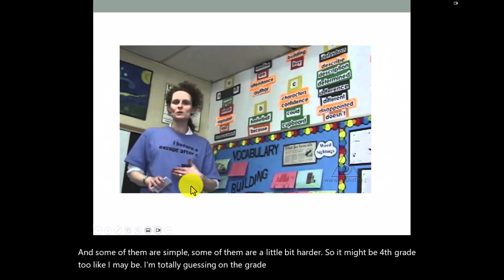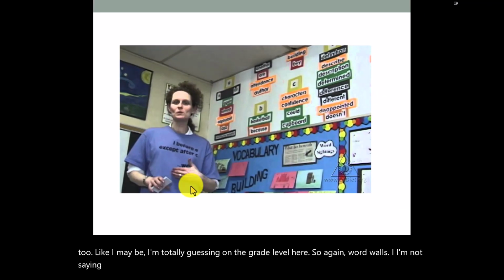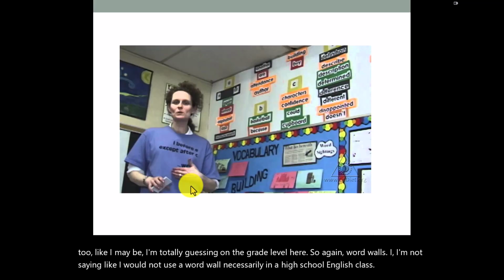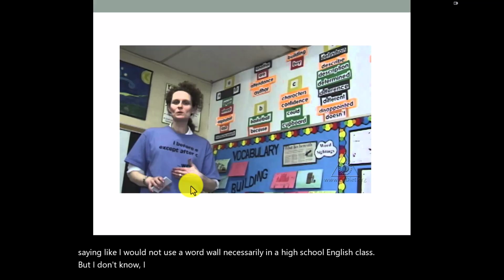So again, word walls. I'm not saying I would necessarily use a word wall in a high school English class, but I don't know. I think that they might have benefits as well.